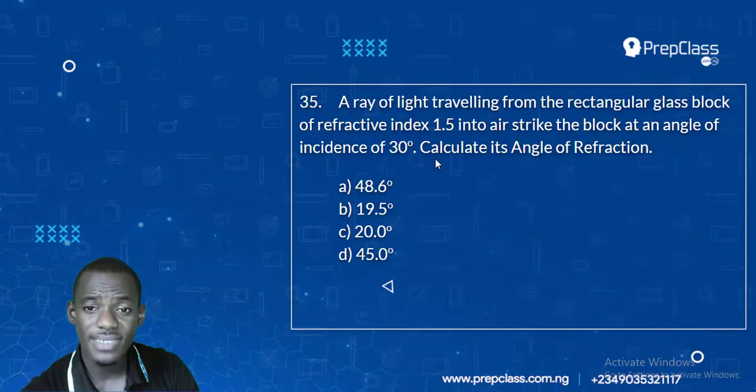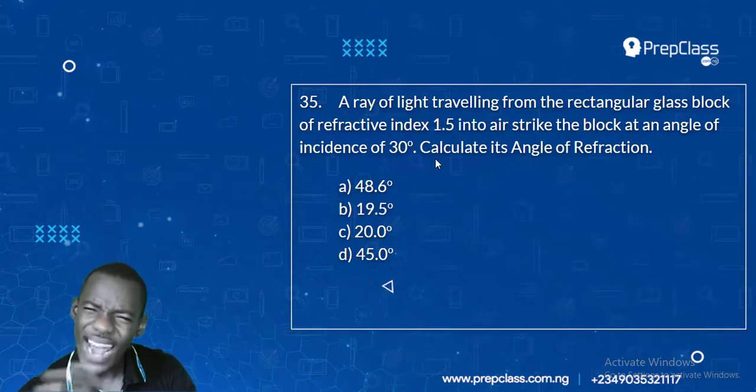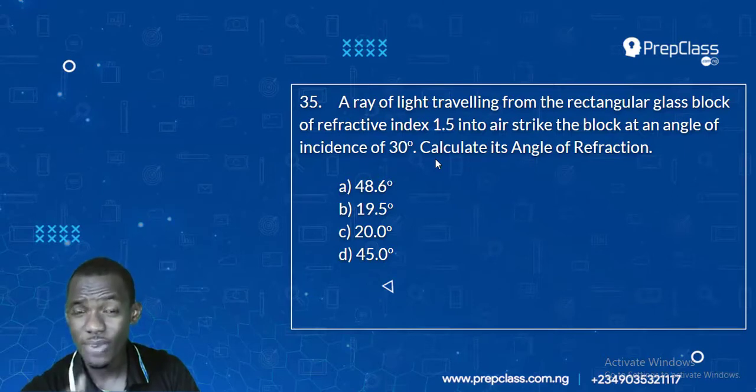Now number 35 says a ray of light traveling from a rectangular glass block of refractive index 1.5 into air strikes the block at an angle of incidence of 30 degrees. Calculate its angle of refraction. Now you see the word refraction should remind you of the topic refraction. Now the angle of refraction, do you have any idea? Can you remember the formula for the angle of refraction?